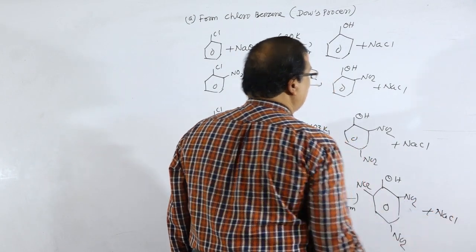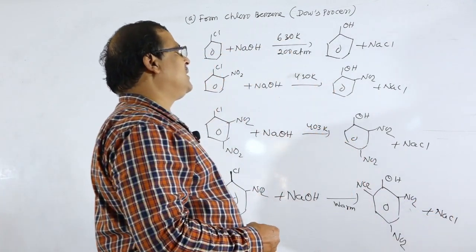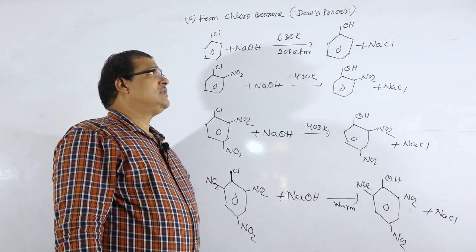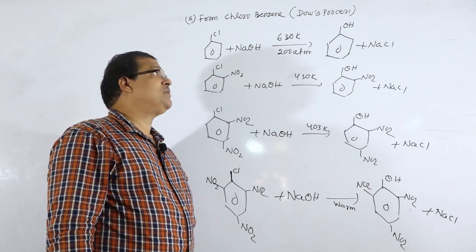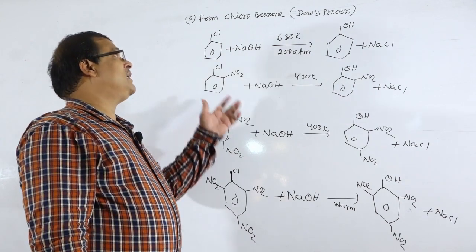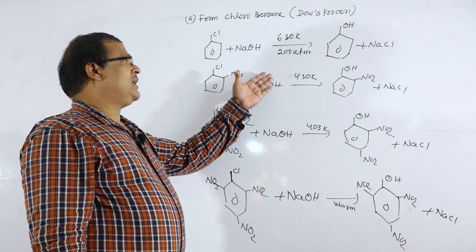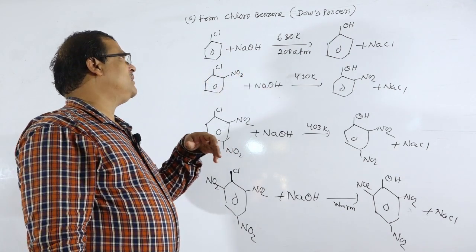So this is the Dow process for the manufacture of phenols. Chlorobenzene is treated with NaOH at 630 Kelvin and 200 atm pressure, and there is the formation of phenol.